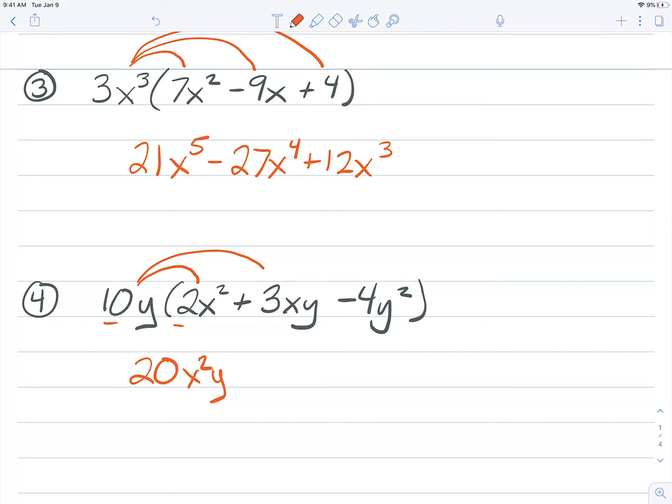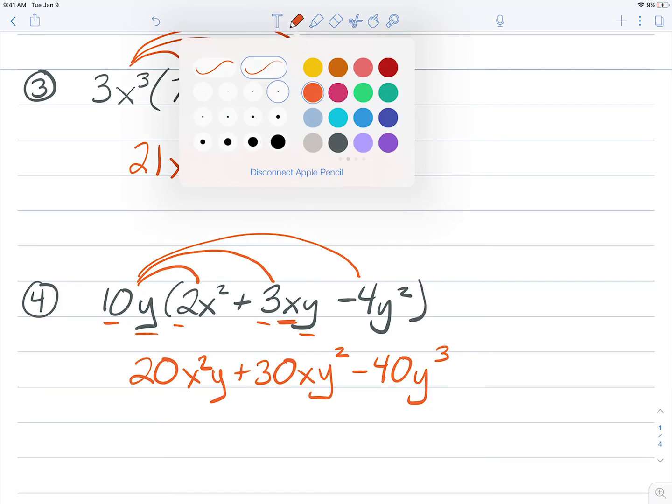On the next one, when we multiply 10y by 3xy, first of all, 10 times 3 is a positive 30. x is the only x there. But then we have a y times a y, which is a y squared. And again, I wrote my variables in alphabetical order. And lastly on this problem, if I multiply 10y by negative 4y squared, first of all, 10 times negative 4 is negative 40. And there's only one type of variable, a y times a y squared, and you get a y cubed.